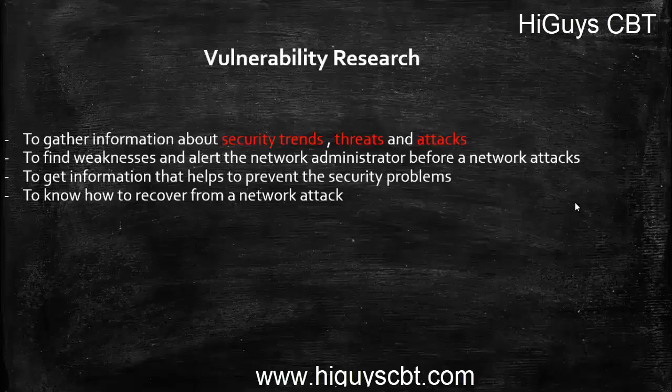Vulnerability research. Vulnerability research involves gathering information about security trends, threats, and attacks. It also involves finding weaknesses and alerting the network administrator before a network attack. Vulnerability research is used to get information that helps to prevent security problems and to know how to recover from a network attack.